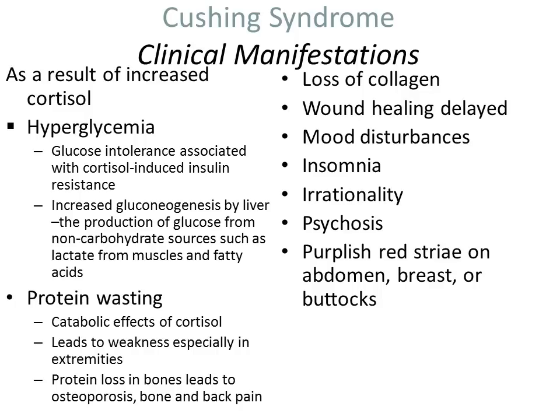So the hyperglycemia, we have an insulin resistance. We have an increase in gluconeogenesis by the liver and an increase in blood sugar. The protein wasting, we have the catabolic effects of cortisol, which lead to weakness in the extremities, loss of protein in the bones, which is osteoporosis and back pain. We have a loss of collagen, poor wound healing, insomnia, psychosis, because of steroid psychosis. We have the purplish red striae on the abdomen, breast, and buttocks.